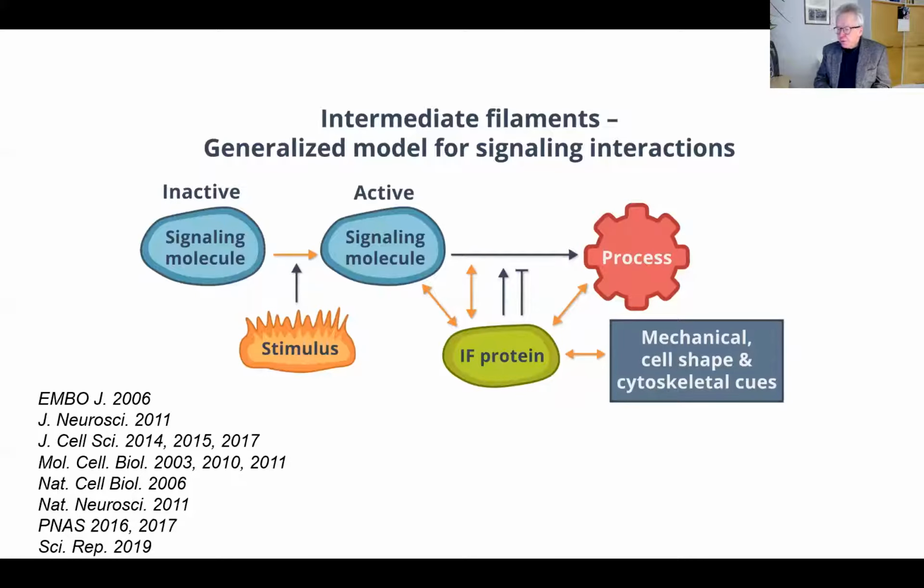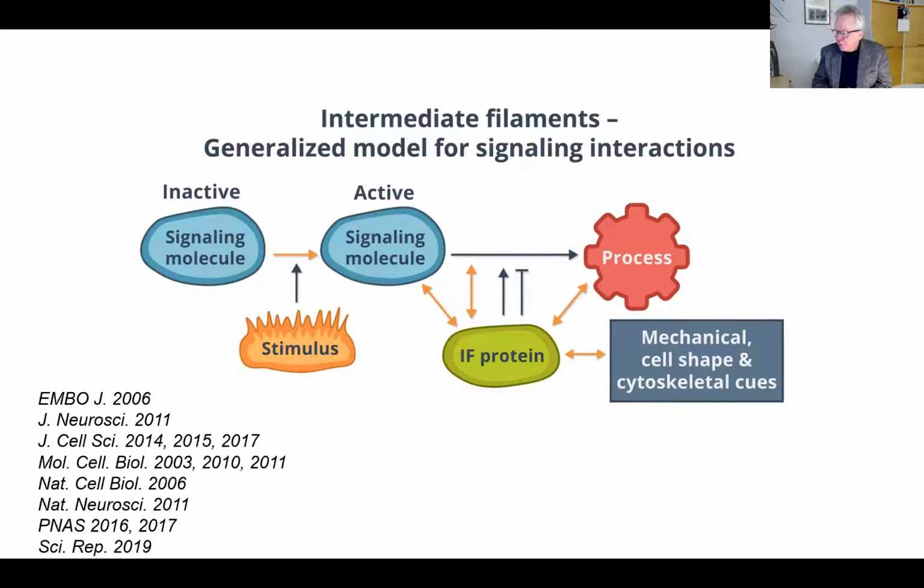But the turnover of the protein is one aspect, and the interaction with signaling proteins is another aspect where you need this PTM regulation. And we don't understand really much about this, but we begin to see the tip of the iceberg.